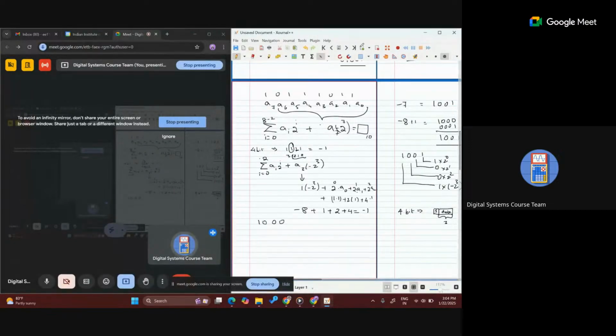Similarly, take the same number you said, 1000. Here A3 is 1 times minus 2 to the power 3, plus 2 to the power 0 times 0, because A0 is 0, A1 is also 0, A2 is also 0. So adding 2 to the power 1 times 0 plus 2 to the power 2 times 0, the final answer is -8. That's a specialty of 2's complement representation. Any doubt in this regard?